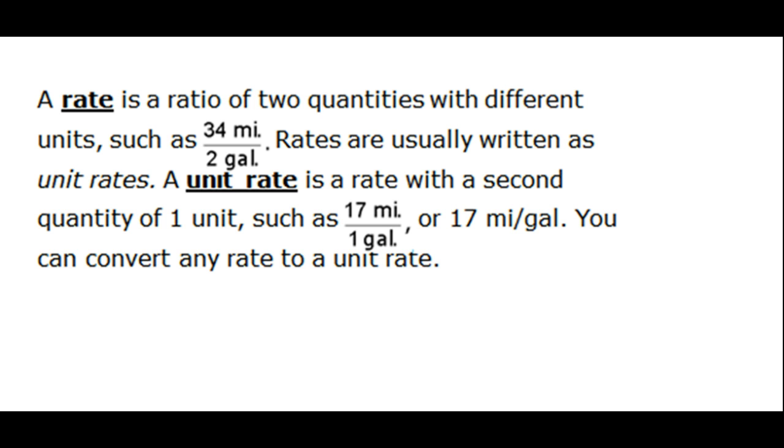Okay? A rate is the ratio of two quantities with different units. For instance, miles and gallons. Okay, rates are usually written as a unit rate. A unit rate simply means that the denominator is 1. So 17 miles in 1 gallon is 17 miles per gallon. Okay, you get that by dividing. So you can take any rate and convert it to a unit rate by dividing the denominator into the numerator.